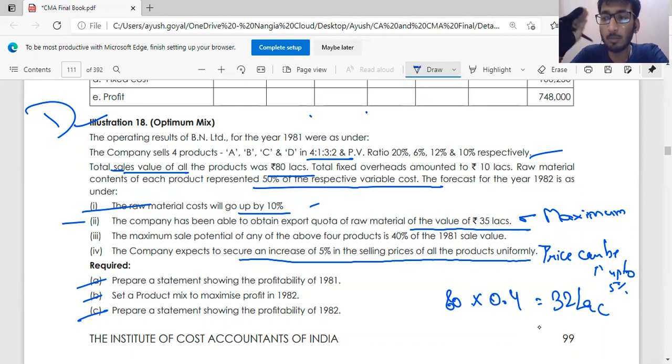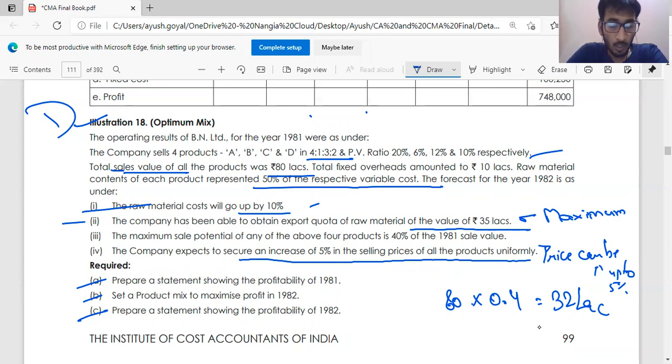Is there anything minimum which we needed to comply? Is there any minimum quantity which we need to produce? Just read. There is nothing given regarding minimum quantity which we needed to produce. So what would be the minimum quantity? There would not be any minimum quantity.